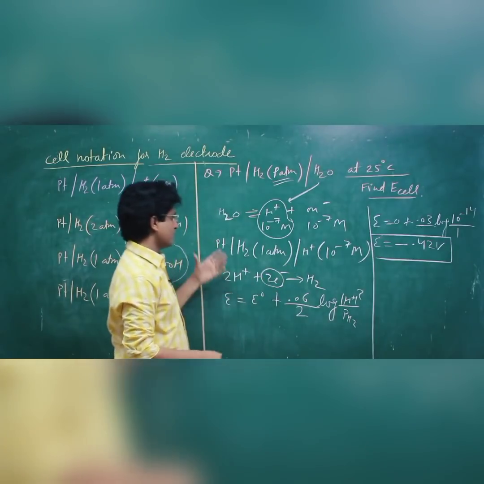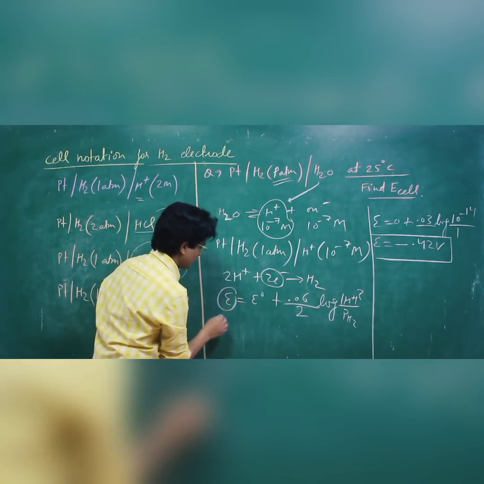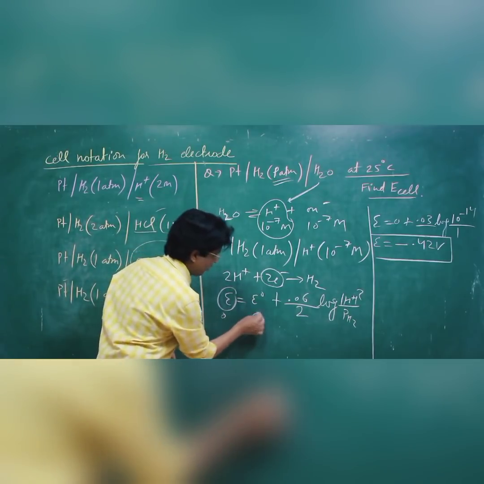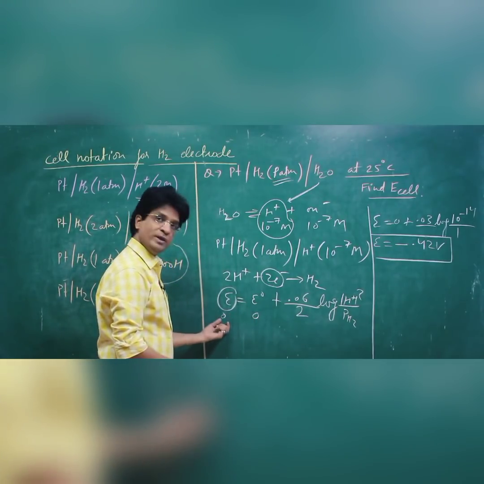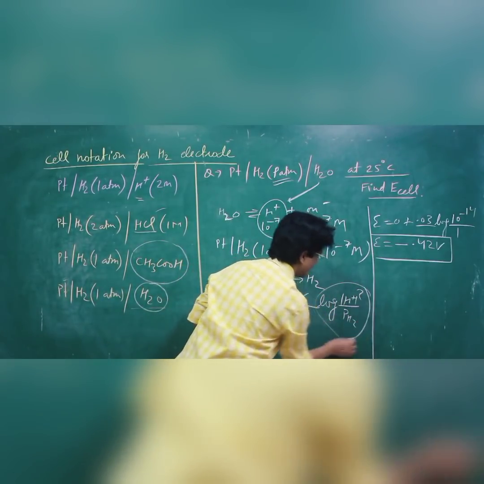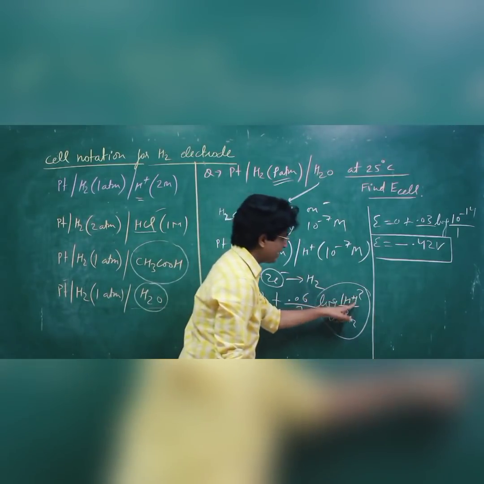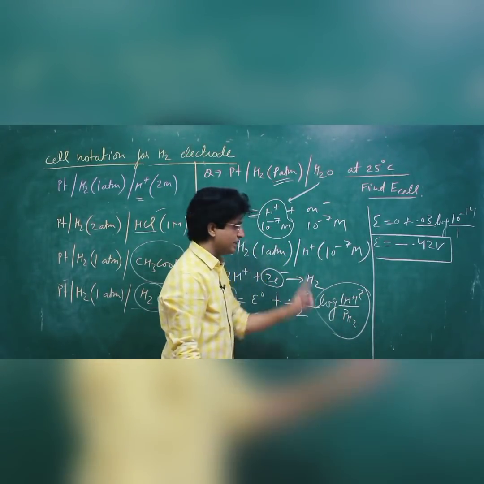When I say the cell will behave like SHE, I mean that now this E should also be 0. This is already 0. I want this to be 0. This is only possible if this term is 0, and log of something will be 0 only if [H+] squared upon partial pressure of hydrogen is 1.